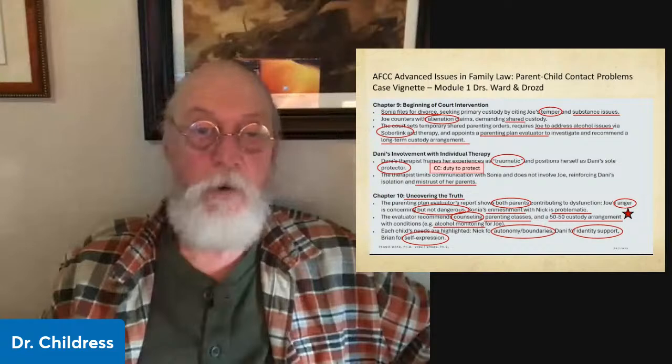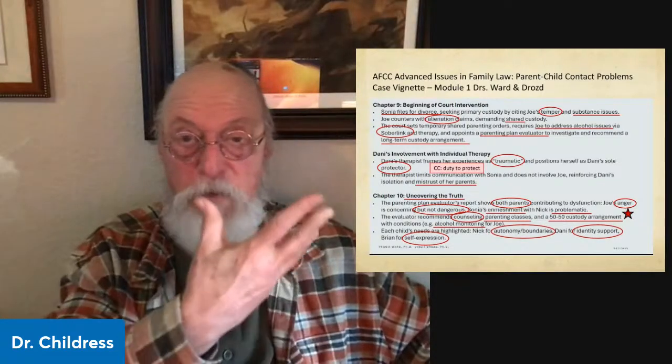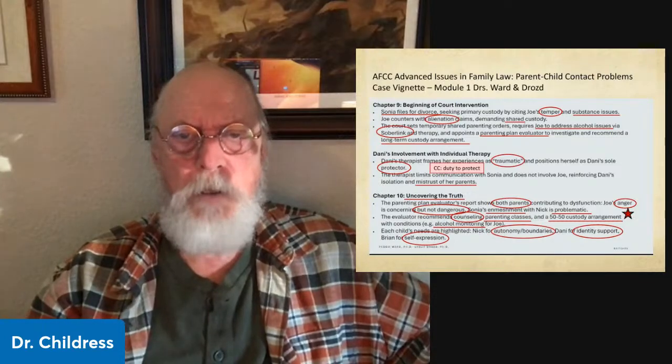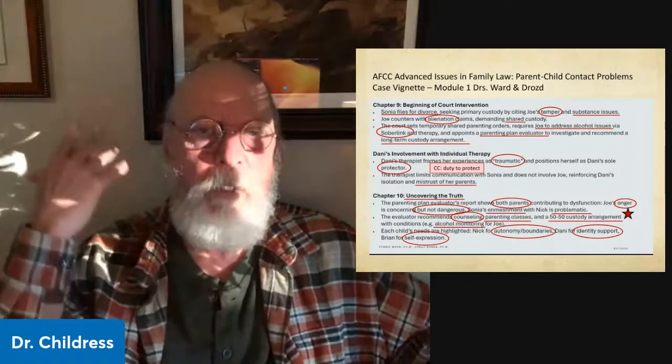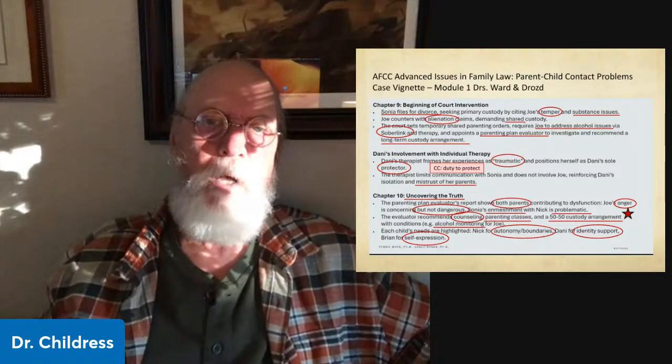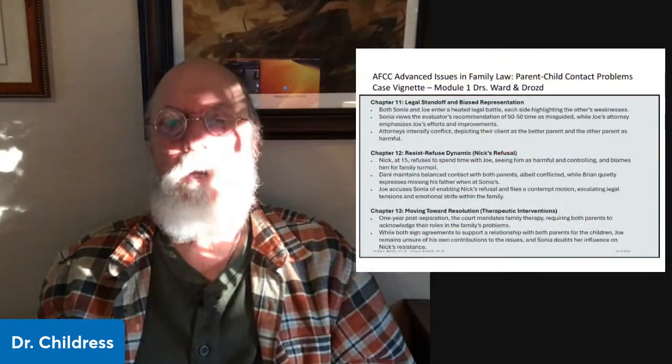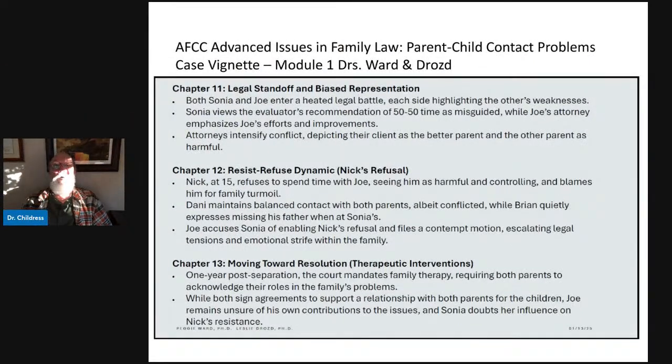So I would question whether these people who developed this and conducted the custody evaluation are competent in attachment pathology, because they're just totally missing on all elements of attachment pathology and framing us up as all sorts of other kinds of issues. So where do we go from here? There's a legal standoff. Both Sonia and Joe enter heated legal battle, each side highlighting the other's weaknesses. Sonia views the evaluator's recommendations of 50-50 times as misguided, while Joe's attorney emphasizes Joe's efforts and improvements. Improvements in what?